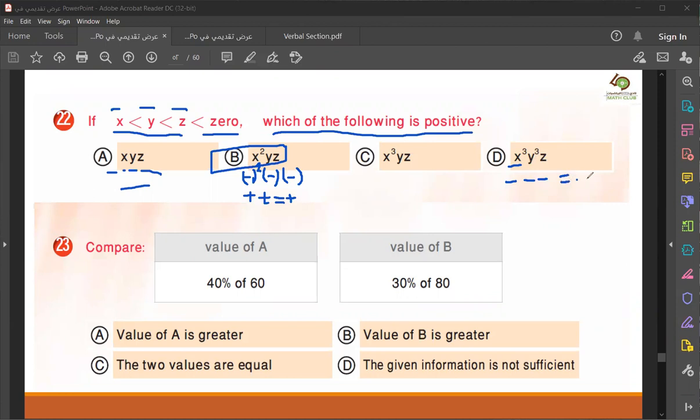When you multiply, it is negative. If the power is an odd number, my student, pay attention, please. When the power is an odd number, then the answer is negative. Do you see?